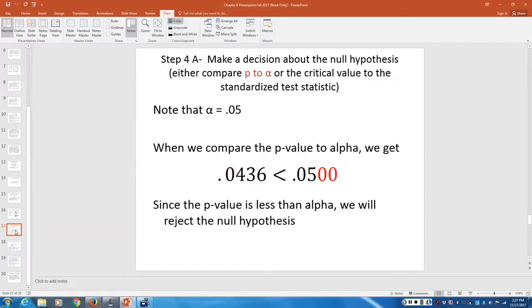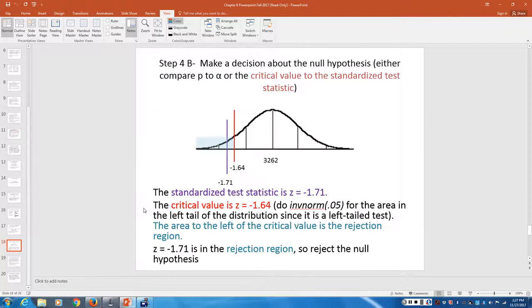But ultimately, your decision is made. You compare the p-value to the alpha value, and you conclude that because p is less than alpha, you reject the null hypothesis. Now, if you were doing it with critical values, this is the way that it works.